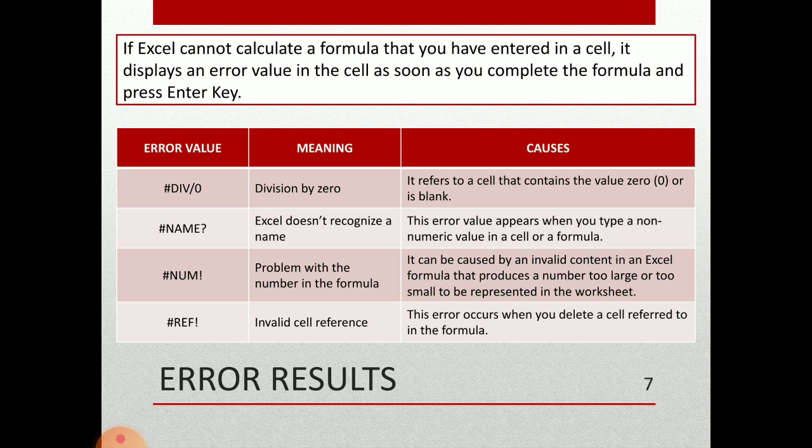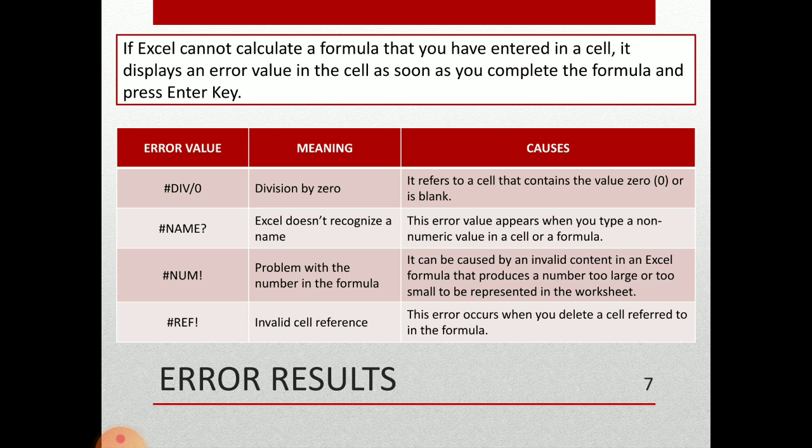The next error value is #NAME?. It means Excel doesn't recognize a name. This error value appears when you type a non-numeric value in a cell or a formula. It means you cannot perform any kind of calculation on text data.